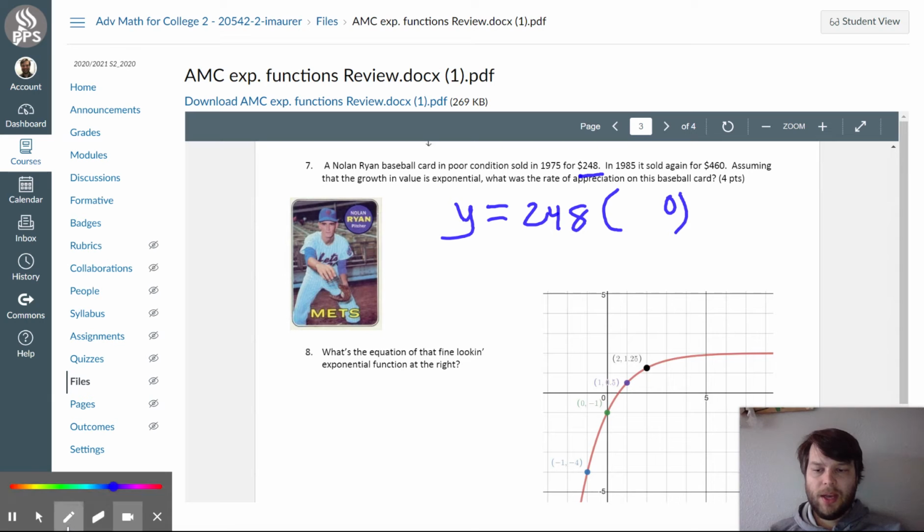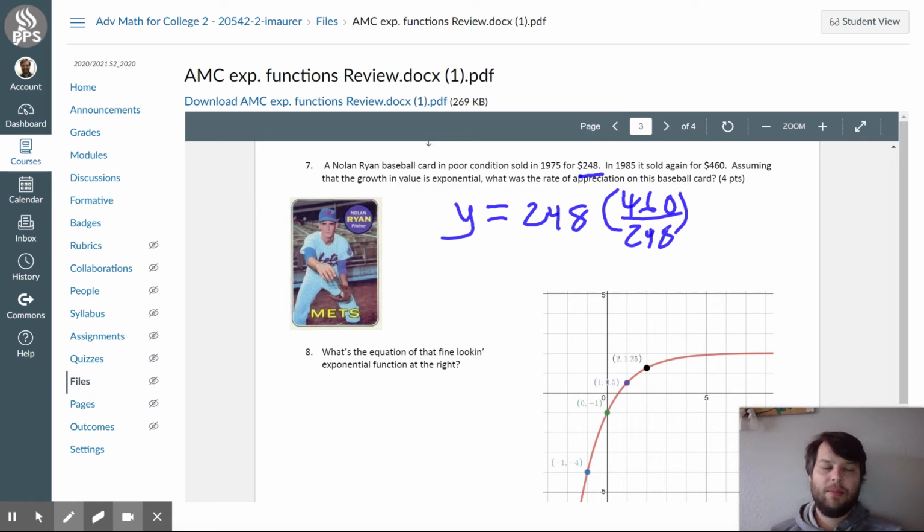It grew by a factor of 460 divided by 248. I mean, just look at that problem before I write anything else. If you multiply by 248 and divide by 248, you end up at 460. Now, how long did it take to get there? 1975 up to 1985, so that's x to the 10th power. X raised to the 10th power.